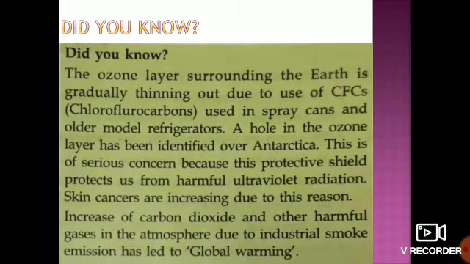Did you know the ozone layer surrounding the earth is gradually thinning out due to CFC, chlorofluorocarbon, released from your AC and your refrigerator? Spray cans and old-model refrigerators are making a hole in the ozone layer, which you can see over Antarctica. This is a serious concern. The ozone layer is the outer layer of the earth, and it protects us from the ultraviolet radiation coming from the sun. If ultraviolet radiation enters the earth's surface, it will cause skin cancer.